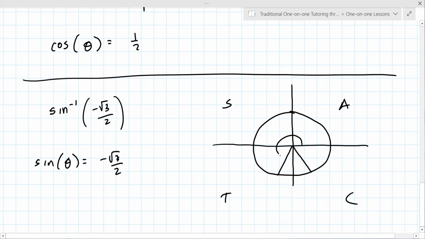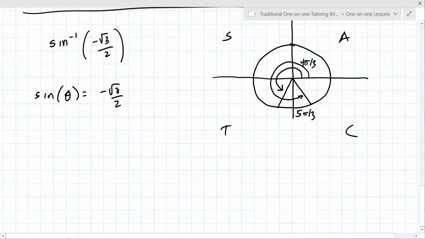So this first angle, drawing a blank here, 4 pi over 3. Does that sound right? I need to look at a unit circle real quick. I got it. Just pulling up the unit circle. Yeah, 4 pi over 3, and then this other angle is 5 pi over 3.